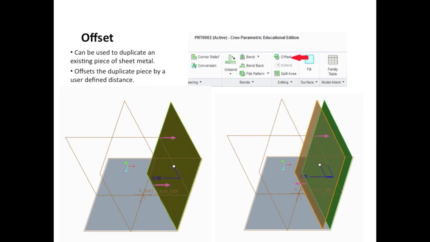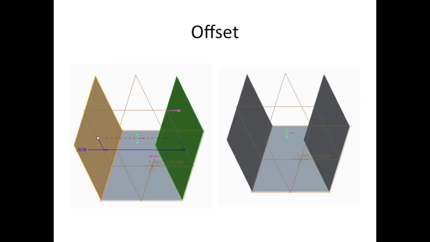Offset is a feature used to duplicate an existing wall and position it at a specified distance. This can be accomplished by clicking the Offset tab, selecting an existing wall, and indicating the desired distance.